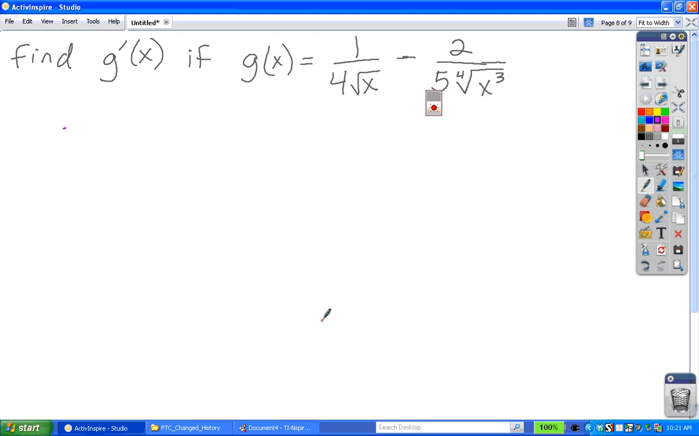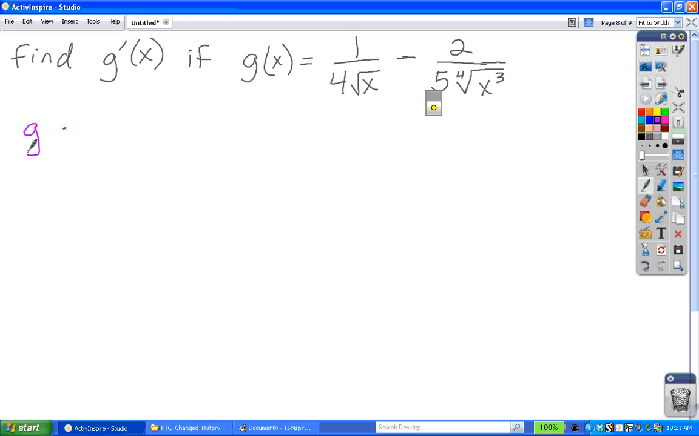Alright, here's the second practice problem that we're going to do. So the first thing we want to do is convert that notation into some exponents that we can work with so that we can apply the power rule and find g prime of x, find the derivative of g.